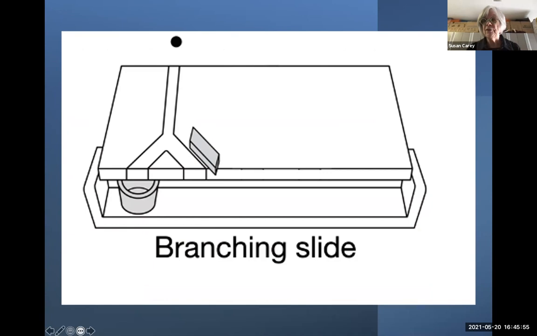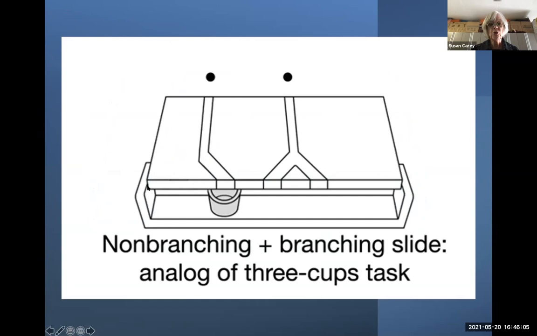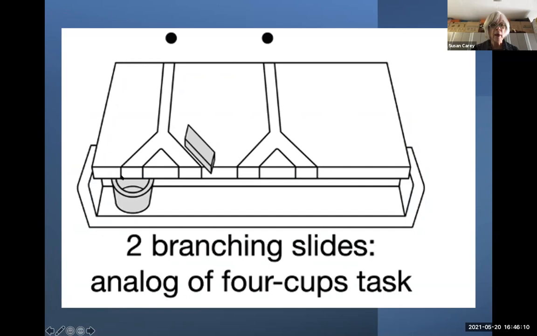You get exactly the same data as you get on the two cup task here. Here's the analog of the three cup task that I just took you through. And here's the analog of the four cup task, two marbles here, with the correct placement. Okay, so the question here is that if the failure on the cups task is due to working memory demands, you should get better performance on the slides task.